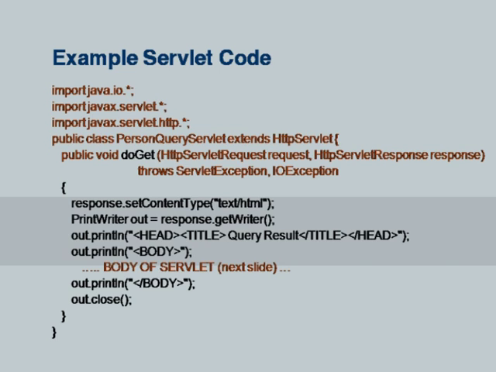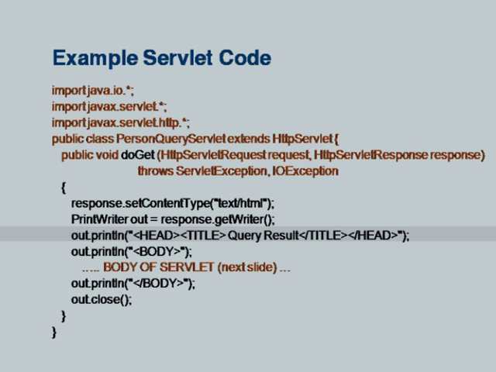Now, since it's a text response, it does a PrintWriter out equal to response.getWriter(). So this is an interface to write text to the response. And then on this object out, it says out.println, and this is HTML text, which we saw earlier, similar to that. So it says head, title, query result, /head, then body, and then the actual content, what it wants to display, will go in here, which will all be printed out to this out object.